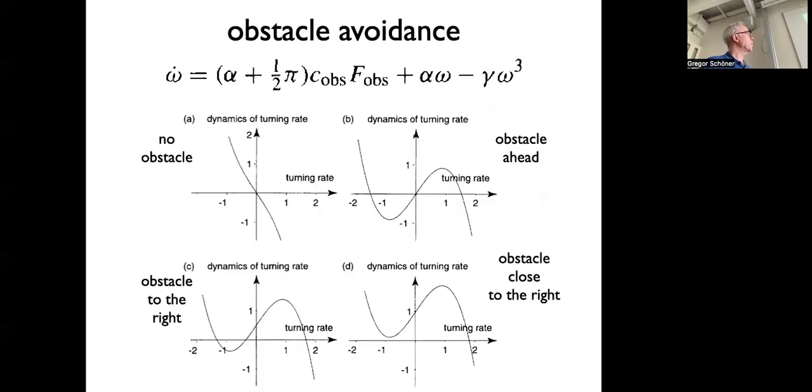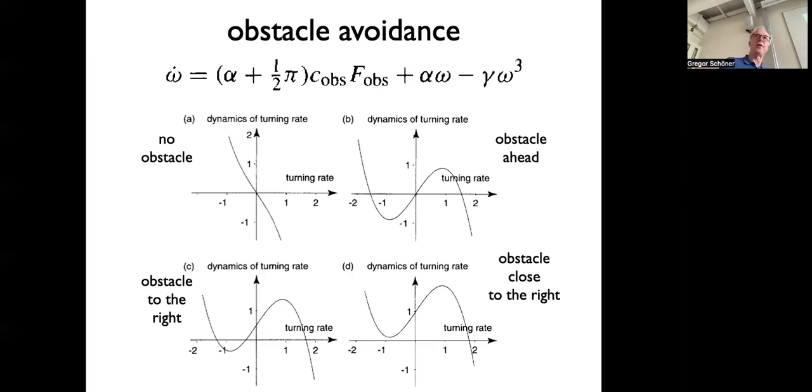Each of these can be done with, let's maybe first discuss the conceptual example. I'll show you the equations in a moment. So this is the dynamics of turning rate for that. Again, turning rate is the variable, and this is the derivative. With no obstacle, we have an attractor at 0. And now this will be an example where the obstacle is exactly ahead.